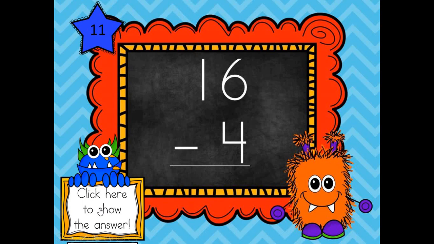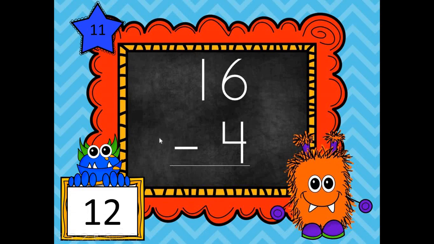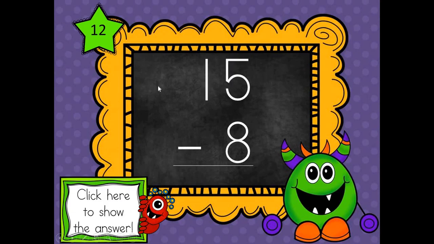Did you get 12? Good. Try 15 take away 8. You could maybe count up from the little number this time. Did you get 7? Good. Remember, if I'm going too fast, just pause it and you can wait until you get it and then go on.